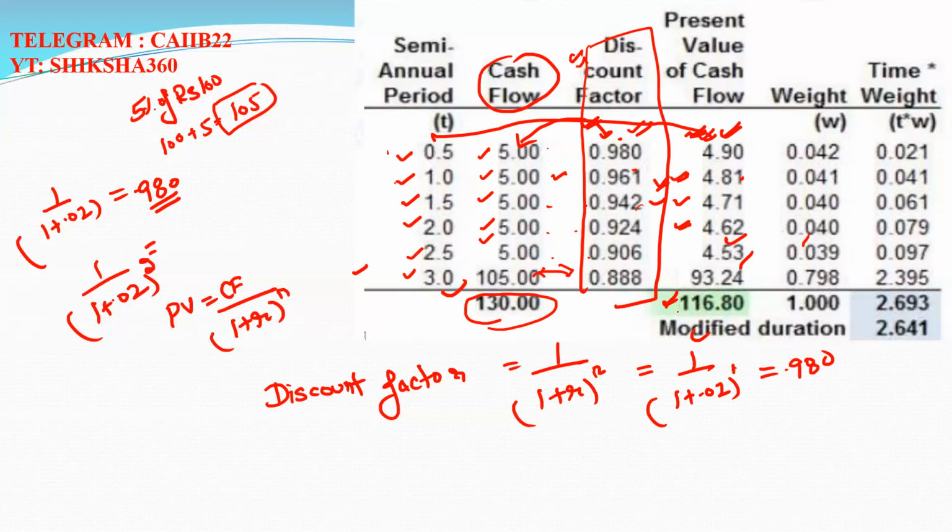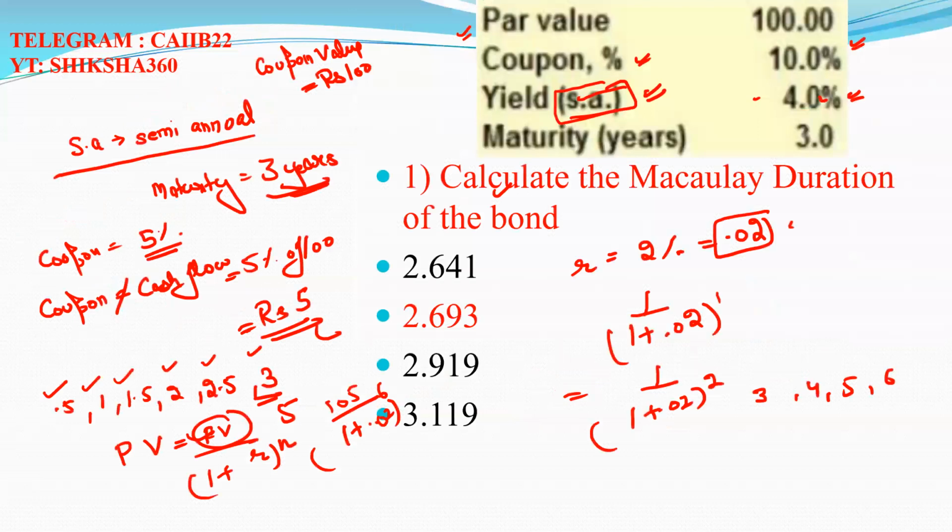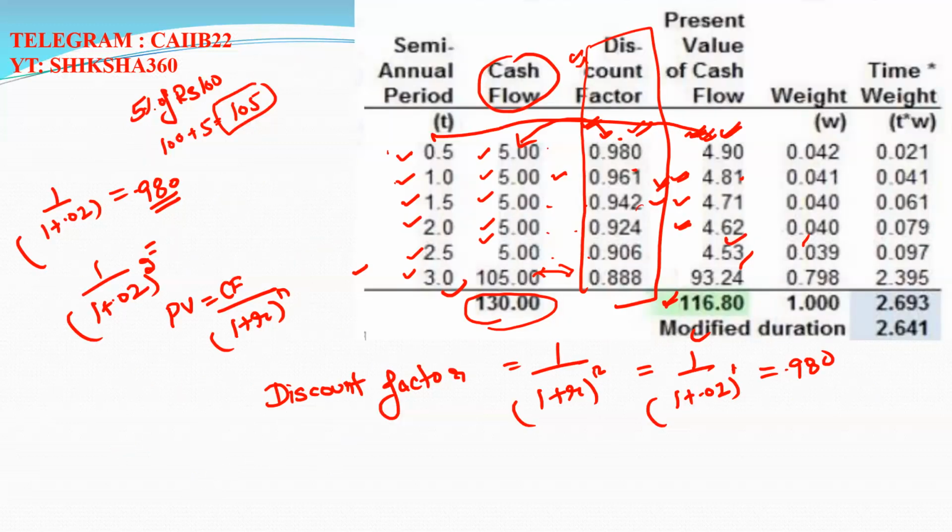Similarly, in the next case, 4.81. In that way, we are trying to solve in the class, so we will do it in the same way. But here what we have to calculate is the Macaulay duration. So we can use both ways. What we have to do is 4.90 multiplied by 0.5, so we will get here 2.45.